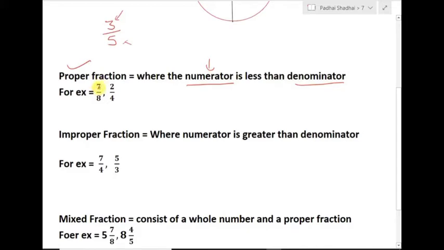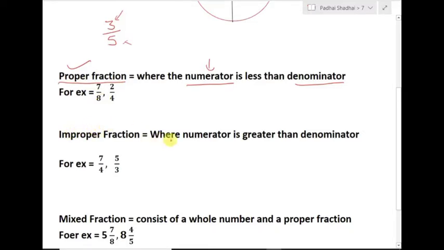Here I have given the example 7 upon 8. 7 is smaller than 8, so it is a proper fraction. Similarly 2 upon 4. 2 is smaller than 4, so it is also a proper fraction. Here you can write down many examples.